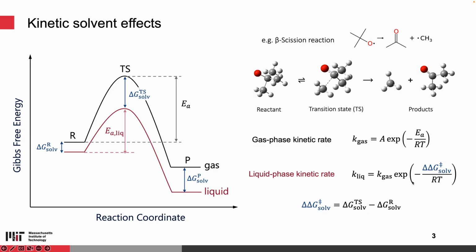This ΔΔG solv value can be directly used to relate the gas phase rate constant to the liquid phase rate constant. Currently, there are some methods to predict gas phase rate constants in a fast manner. However, there is no current model to give a fast prediction of ΔΔG solv, which motivated me to conduct this research.